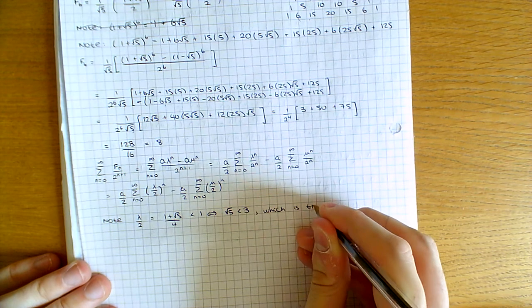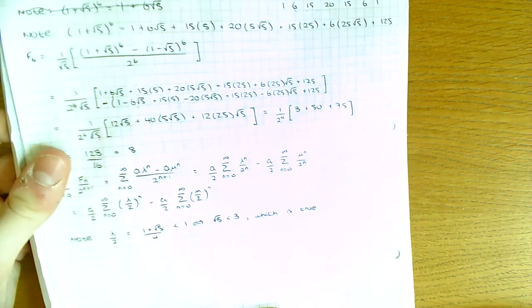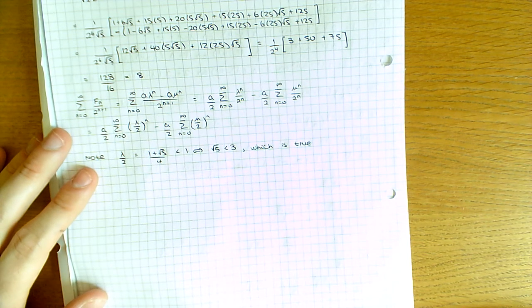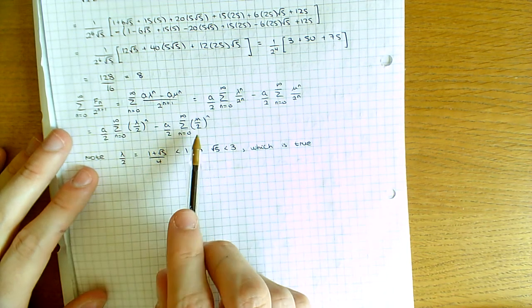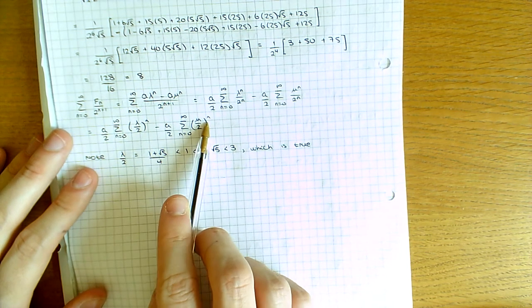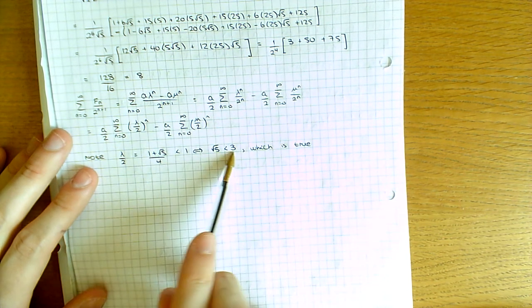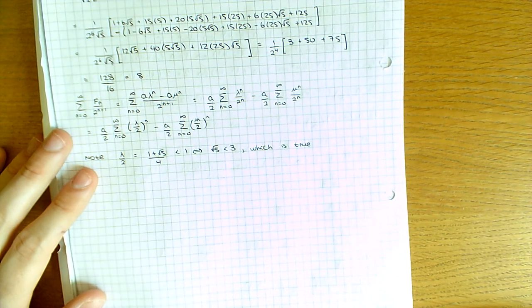Right? So 1 plus root 5 over 4 is certainly less than 1, and so it can be summed as an infinite geometric series. And note that clearly 1 minus root 5 over 2 will be less than 1, so that can also be summed. I guess you want to show it's bigger than minus 1, but that's a very similar argument to here.